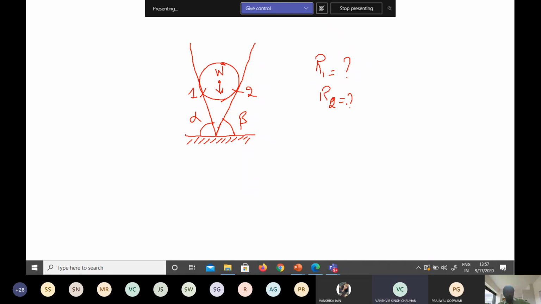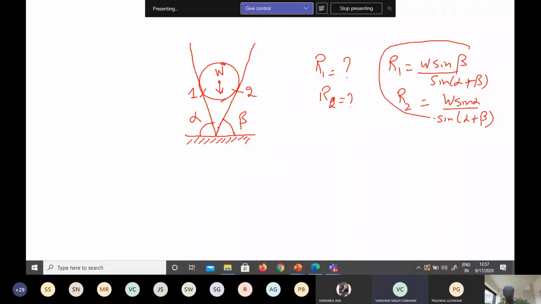Okay, so when you calculate, you should get values like that. R1 should be equal to W sine beta upon sine (alpha plus beta), and R2 should be equal to W sine alpha upon sine (alpha plus beta). These are the answers that you should be getting. So try to solve it.